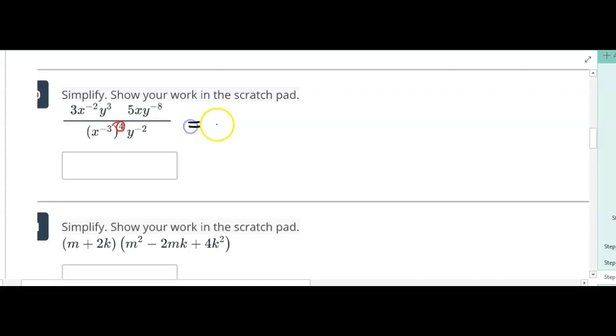So instead, we're just going to try to simplify. 3 times 5 makes 15. x to the -2, y to the 3rd, x, y to the -8. I put the 5 and the 3 together, and then I just wrote all the other factors next to it. And on the bottom, we get x to the -12th, y to the -2.